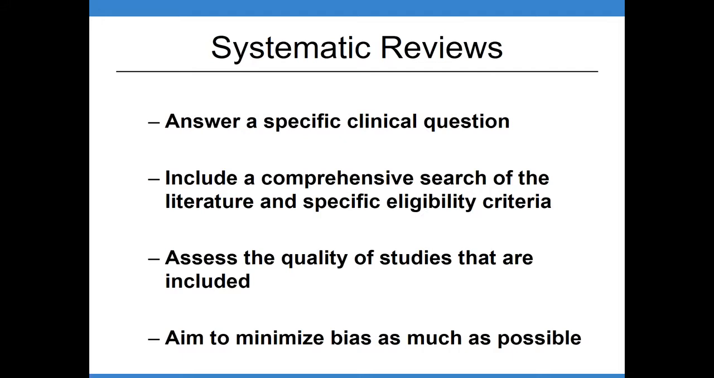And all of this is done with an aim to minimize bias as much as possible. So if you're doing a literature review and you don't know how the researcher conducted the search, how they chose what they were and weren't going to include, if they didn't assess the quality of the studies, then there is the possibility that bias is going to creep into that review. So a systematic review follows this very specific procedure in order to minimize bias and present the best possible evidence.